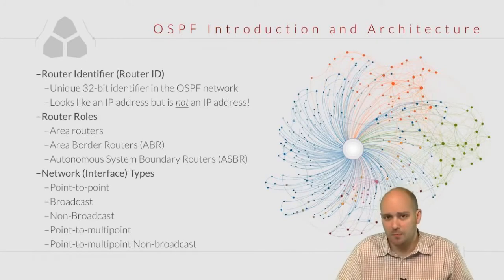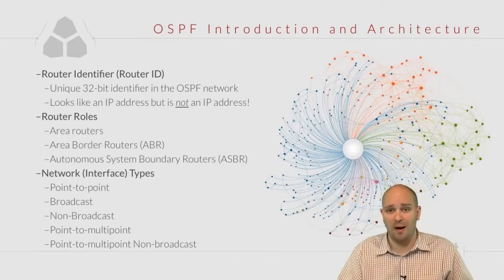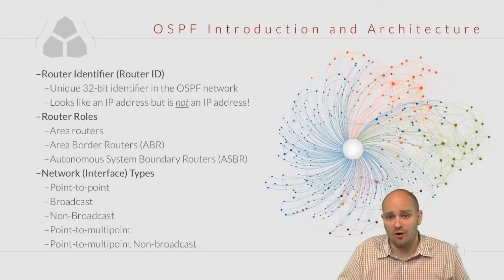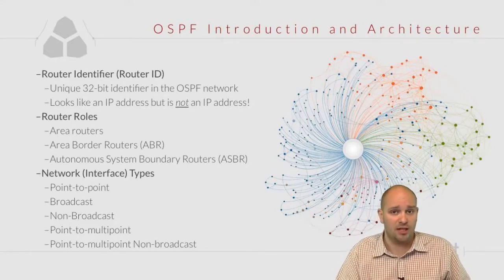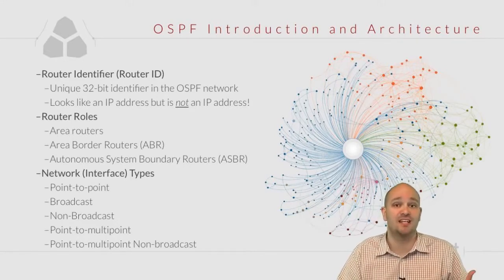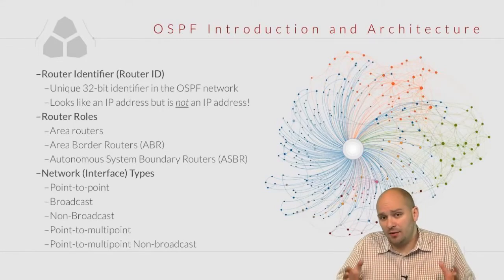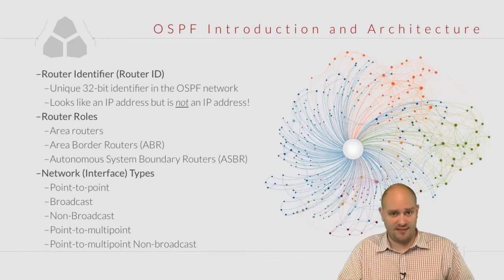Another special role for the routers in our network are Autonomous System Boundary Routers, or ASBRs for short. ASBRs are those routers that are injecting external routing information into the OSPF domain. External routing information simply means that this is the router that redistributes some information into our OSPF domain, that injects external routes.